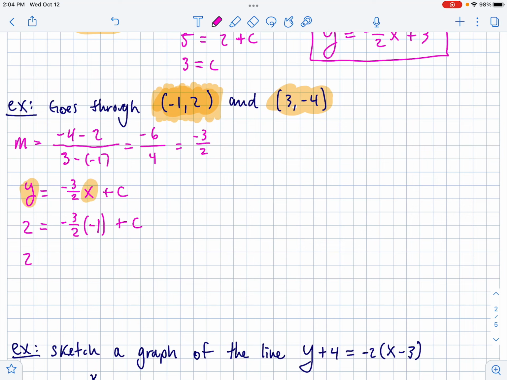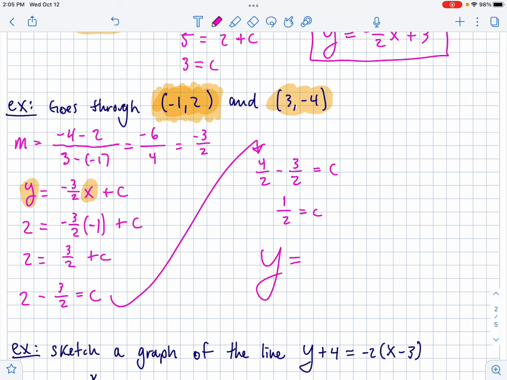Oh, we're going to have to do a common denominator. Negative times a negative is a positive, so we get 2 equals 3/2 plus c. So then we get 2 minus 3/2 is equal to c. But then we need a common denominator, so we'll continue up here and say this is 4/2 minus 3/2 is equal to c. So 4 take away 3 is 1, so this is 1/2 is equal to c. So we get y is equal to negative 3/2 x plus 1/2.